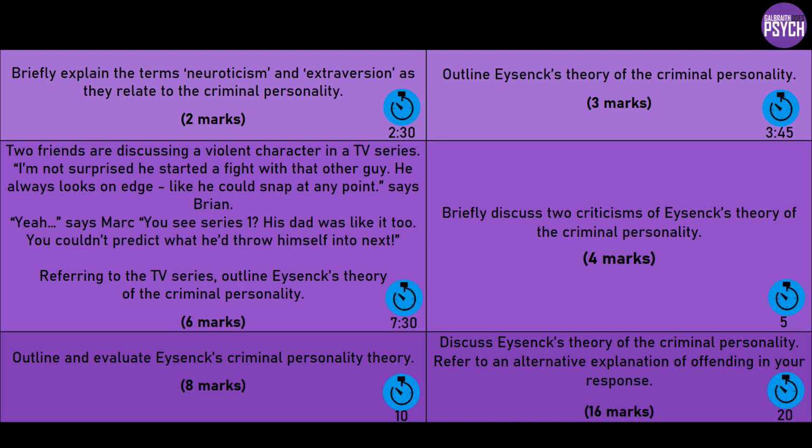Okay, let's do it. Right, so we want to explain the terms neuroticism and extraversion. Now, it's only 2 marks for 2 brief explanations, so we don't need to go into too much depth here. But neuroticism basically is either about emotional instability or it's about experiencing or being likely to experience negative emotions. So some variation of that will be absolutely fine.